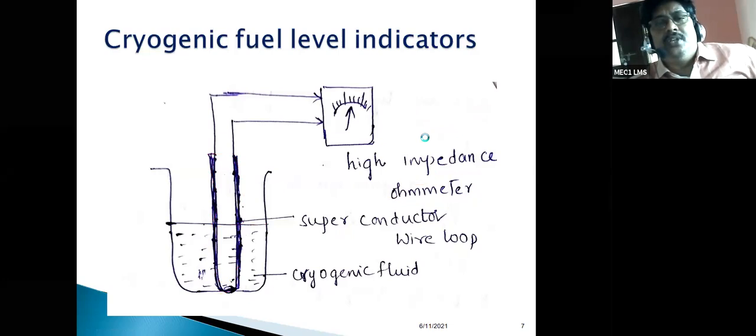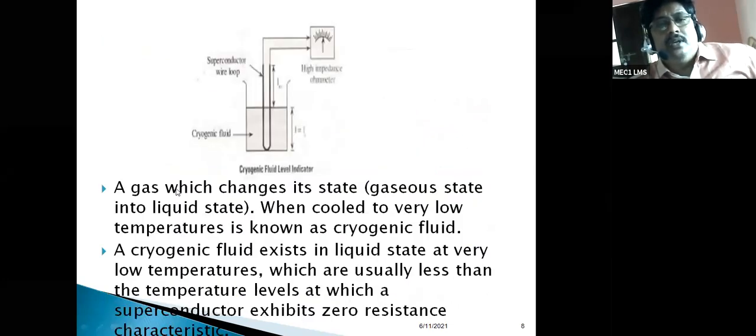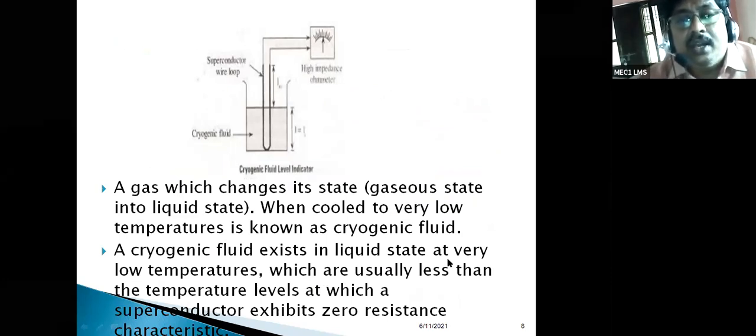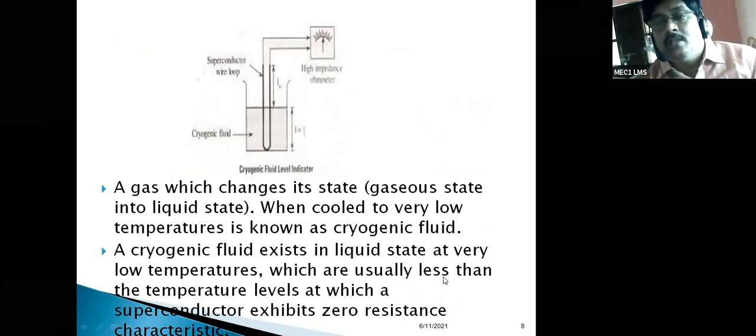And this is the explanation of this one. A gas which changes its state from gaseous to liquid, as I explained before, when cooled to very low temperatures is known as a cryogenic fluid. A cryogenic fluid exists in the liquid state only at very low temperatures, usually less than the temperature at which the superconductor exhibits zero resistance.